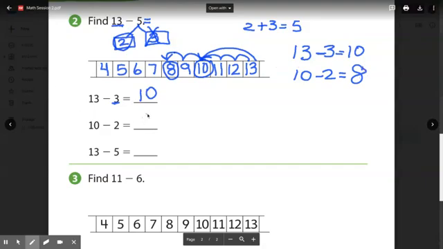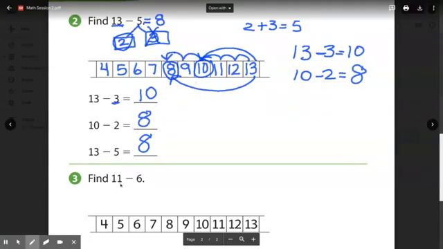10 minus 2 is 8. So if we subtract this whole thing, 13 minus 5 altogether, it's going to give us 8. Excellent job. 13 minus 5 equals 8. All right. We have 2 more problems. So let me erase this, or you can pause to look at this for a minute or catch up.